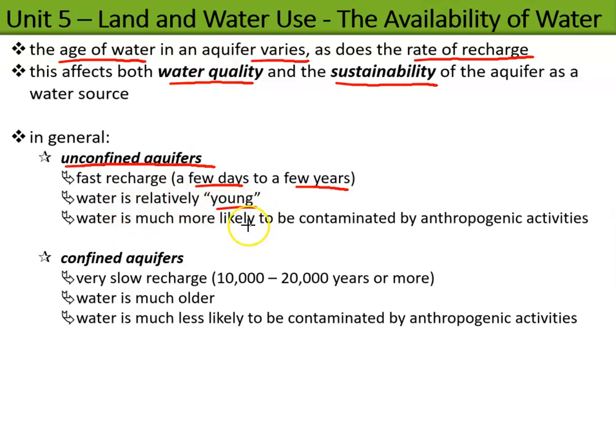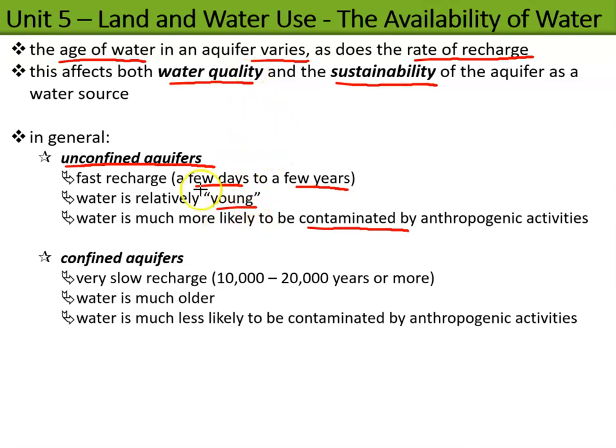Now, what that means, because you have a fast recharge, is that the water is much more likely to be contaminated by anthropogenic activities, by human, man-made activities, much more likely to have pollution in it, whether that's pesticide pollution or herbicide pollution, or maybe it's just too much fertilizer, so you have too high nutrients, which can cause algae growth and bacterial growth and that sort of thing.